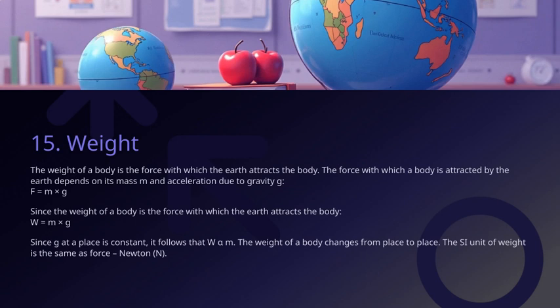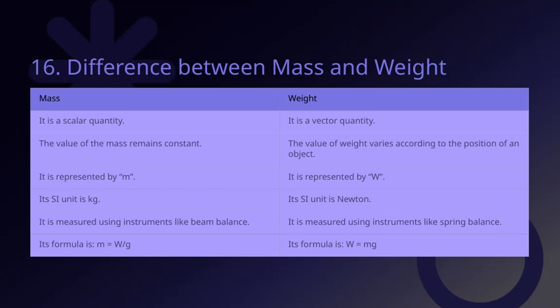In essence, weight is a force resulting from gravity acting on a mass, and understanding this helps us see how weight can change with location and mass. Let's take a closer look at the difference between mass and weight. First, mass is a scalar quantity, which means it has only magnitude and no direction. It remains constant regardless of where the object is located. We represent mass with the letter m and measure it in kilograms or kg using instruments like a beam balance.